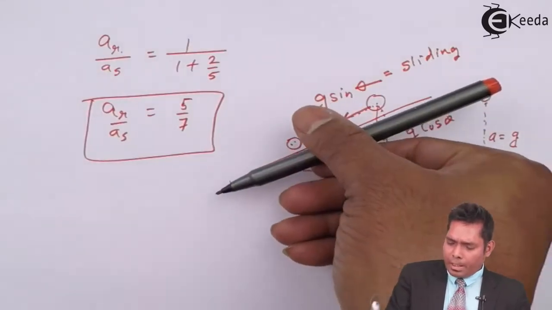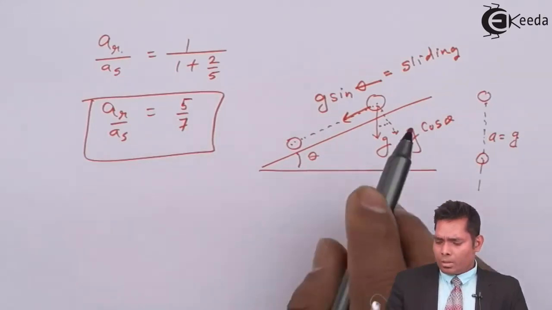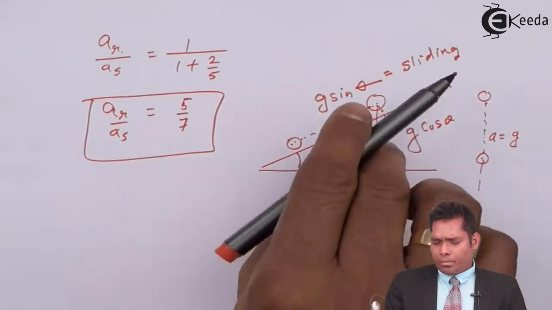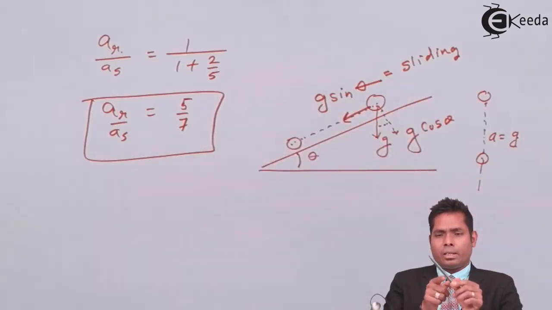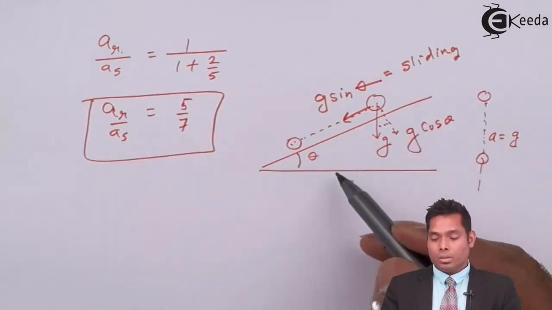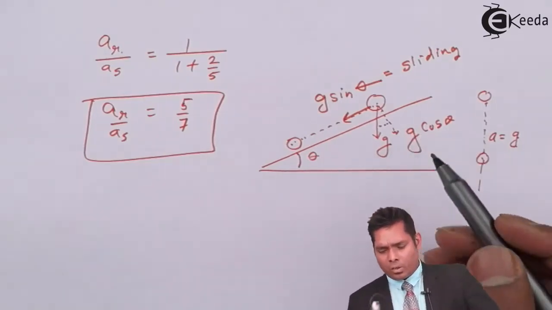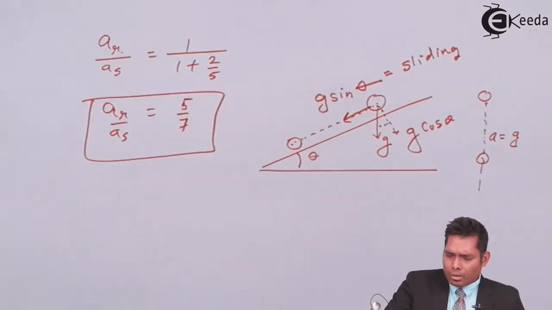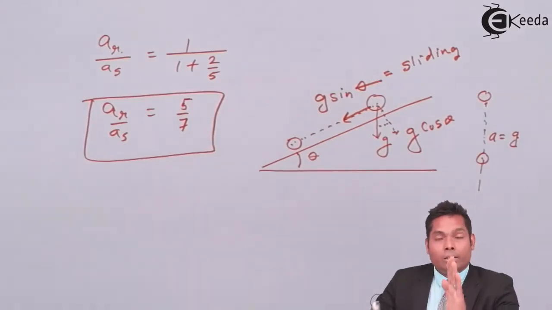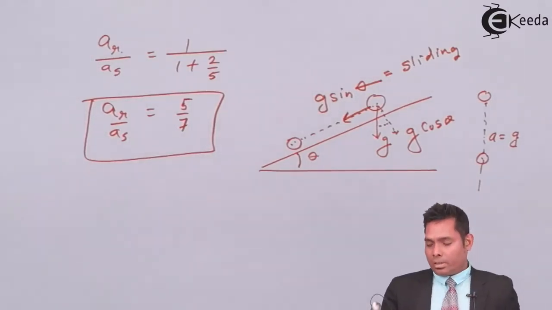If this plane becomes vertical, this is the inclined plane, it goes on like that, like that, like that. This becomes vertical, then theta is 90. If I put theta is 90 over here, then it becomes g sin 90, and sin 90 is 1, so only g will act. That is this case.